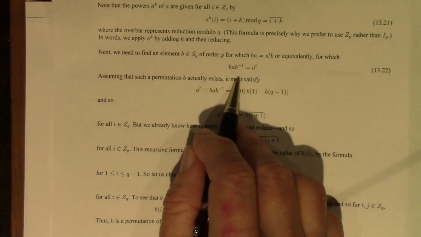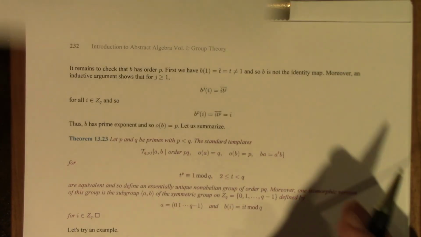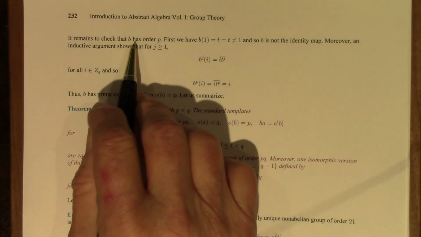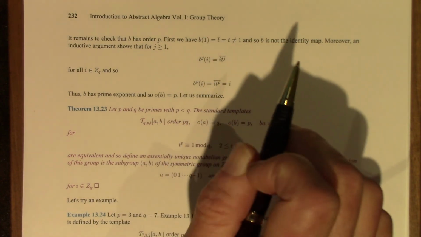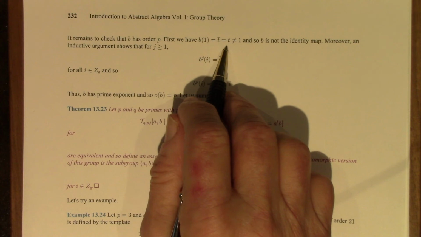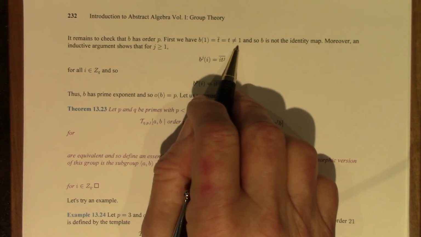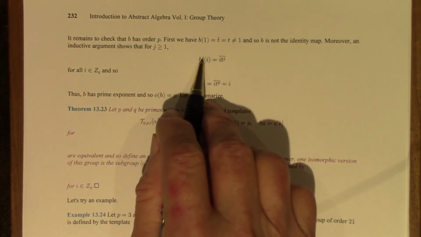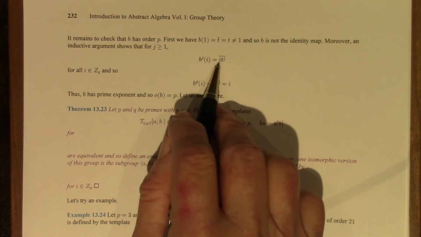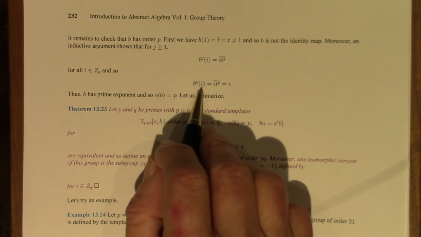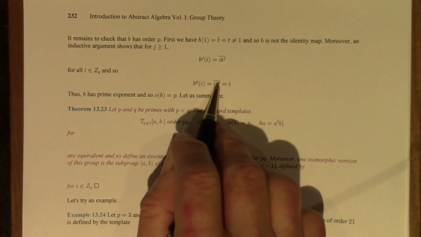And it satisfies this law. That's where we got it from. We also need to check that B has the correct order, P. Well, B of 1 is T bar, which is T, which is not 1, so B is not the identity map anyway. And again, an inductive argument shows that the jth power of B applied to I is IT to the j bar. So B to the P applied to I is IT to the P bar.